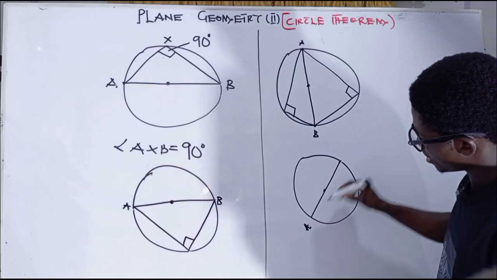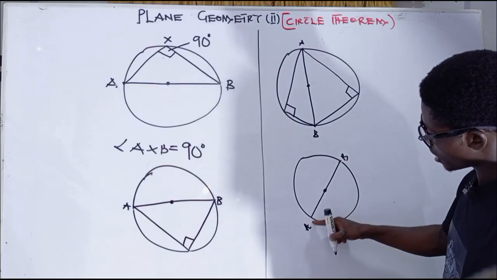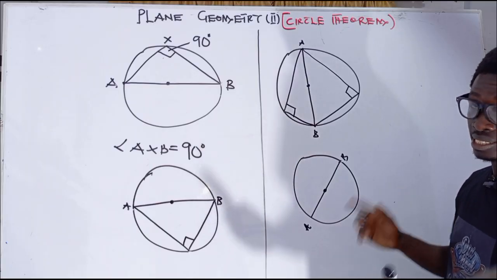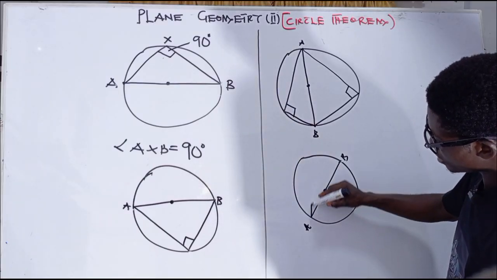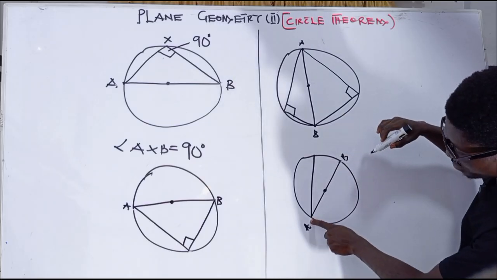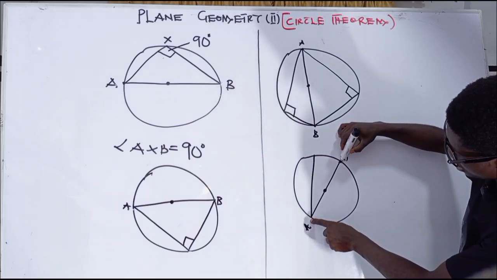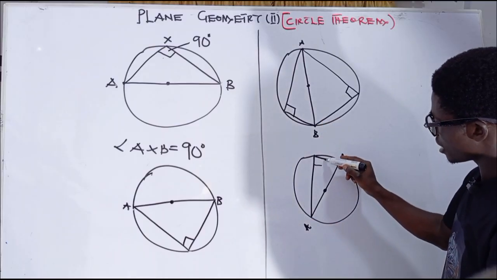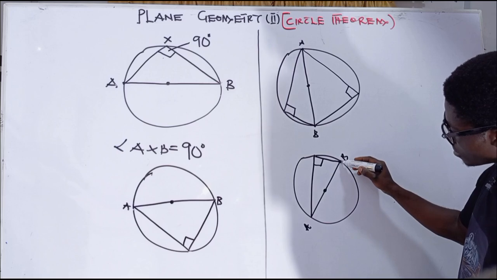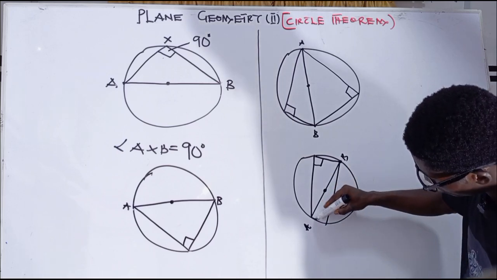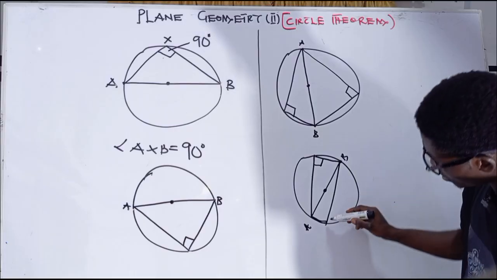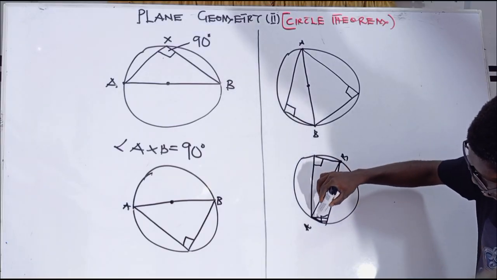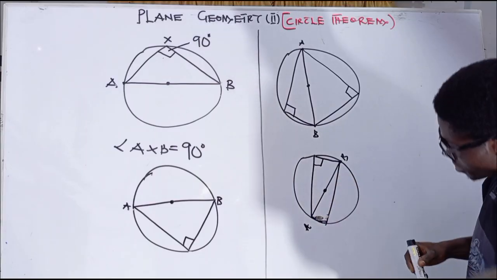We can also have it in this form. So we have the center here, and then we have the diameter. All you have to take note of is having a diameter and a center. And then you can also have it in this form: a line from one end of the diameter, another line from the other end of the diameter meeting at the circumference. The angle here is 90 degrees. You can also have something of this form. The angle created here is 90 degrees. Sorry, let me draw it again.